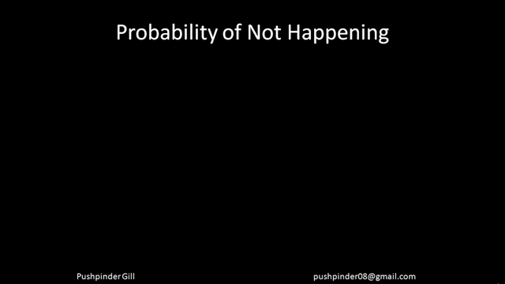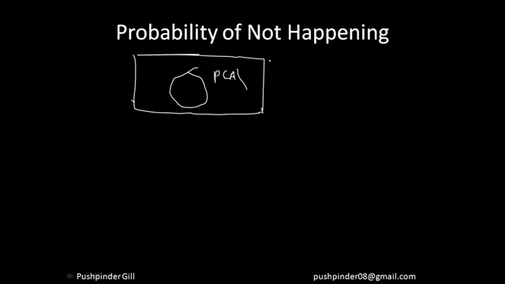So, the probability of an event not happening, right? Let's suppose this circle here denotes the probability that event A happens, and this square over here is the complete universe. So this is the universe, and this circle represents the probability that event A will happen. Let's suppose you are drinking a cup of coffee. Let's suppose the probability of you drinking a cup of coffee is equal to P of A. Now what is the probability that you will not drink a cup of coffee?